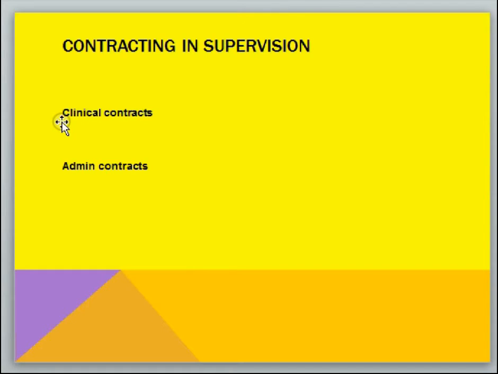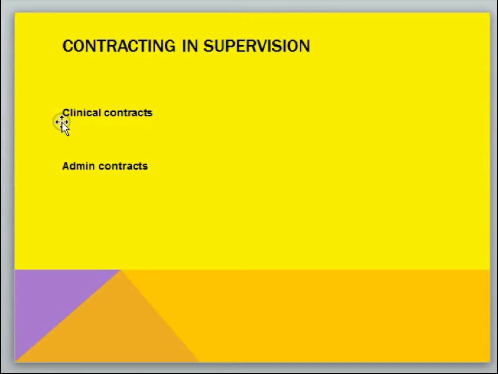We have two categories: clinical contracts and admin contracts. Admin contracts are procedural contracts. That's things like how much the supervisor will charge the supervisee for the supervision, where the supervision will be, when and how it ends, reviews, and general procedures of supervision.